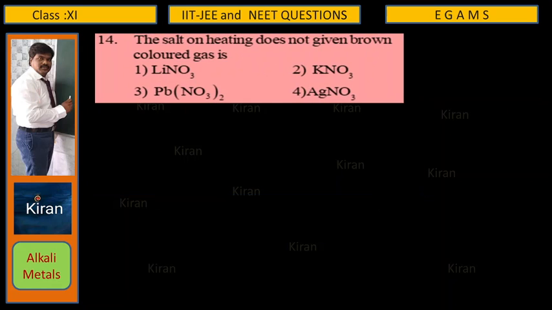The salt on heating does not give brown colored gases: lithium nitrate, potassium nitrate, lead nitrate and silver nitrate. Upon heating, the color will be changed. Which one is that? Yes, silver nitrate, while you heat it, it will not give a brown color.